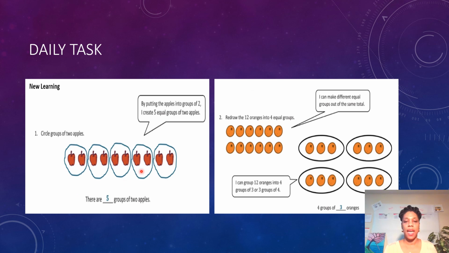Now let's look at problem number 2. This time I'm going to redraw 12 oranges into 4 equal groups. So I know how many I have in total. I have 12, but I want to put them into equal groups. When I say equal, it has to be the same amount in each group.